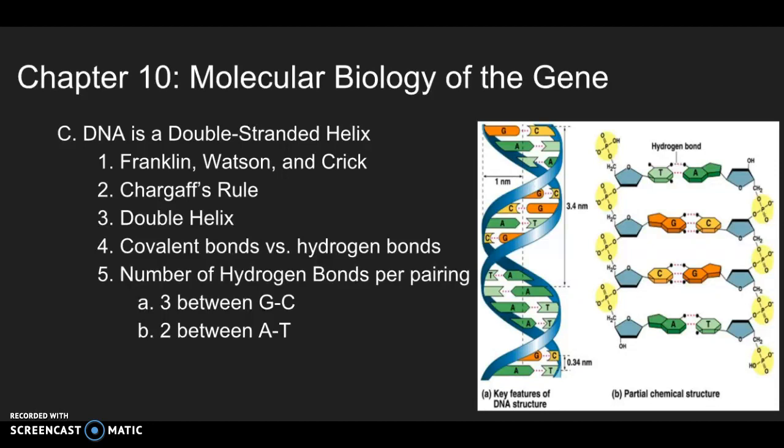Now, covalent bonds occur whenever there is an electron being shared between two different molecules, whereas hydrogen bonds are weaker, and these hydrogen bonds are the bonds that form between base pairs. As we can see here, the bond between adenine and thymine is a hydrogen bond, and the bond between cytosine and guanine is also a hydrogen bond. So you're going to have 3 hydrogen bonds between guanine and cytosine and 2 between adenine and thymine.